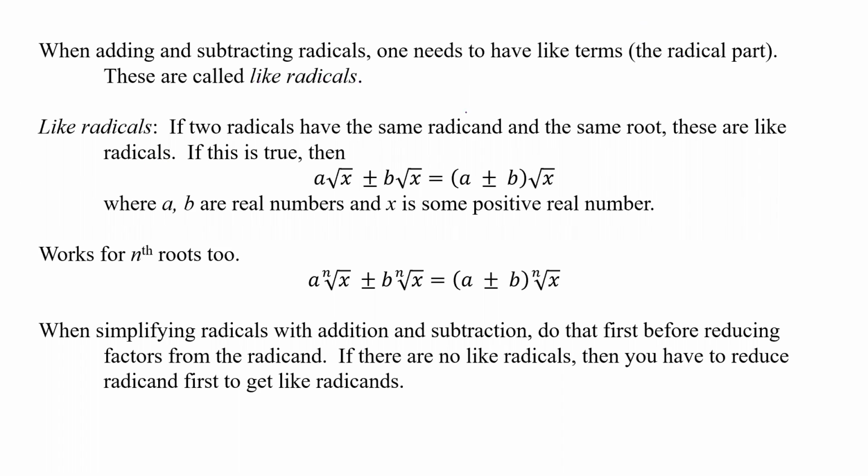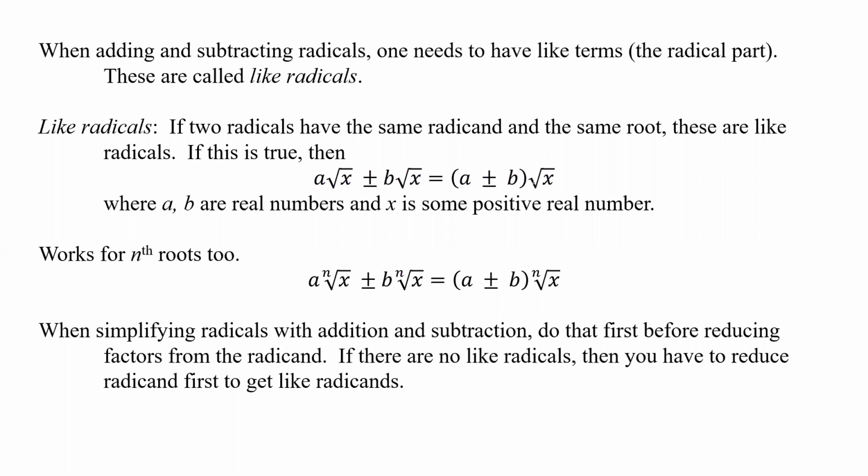So with like radicals, if you have two of them that have the same radicand, whether it's 23 underneath the radical or 14 or whatever it is, and it's also the same root, so it's all either the square root or the nth root, then these are going to be like radicals. And if that's true, then we can say a times the like radical square root of x plus or minus, whether we add or subtract, b times the same like radical square root of x is equal to a plus or minus b times the square root of x.